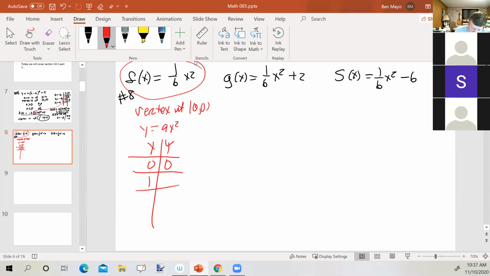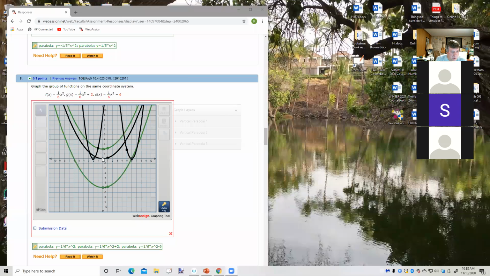Let's see, if x is 1, f of 1 would be 1/6 times 1 squared, which is 1/6. Okay, so our first graph would have the vertex at (0, 0) and another point at (1, 1/6). So the vertex is at (0, 0), and the other point is at (1, 1/6).